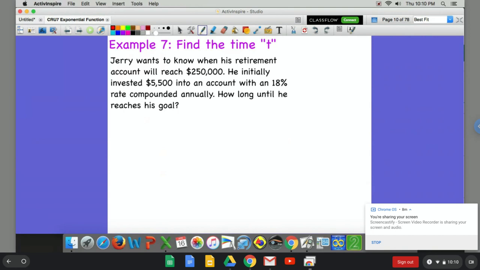So let's figure out what we know. Well, Jerry wants to know when his retirement account will reach 250,000. So that 250,000 is his end goal, the total he wants at the end. So that's going to be our A. Then we have our P. Well, we know that he initially invested 5,500. So that initial investment is our principal value, which is our P, into an account with 18%.